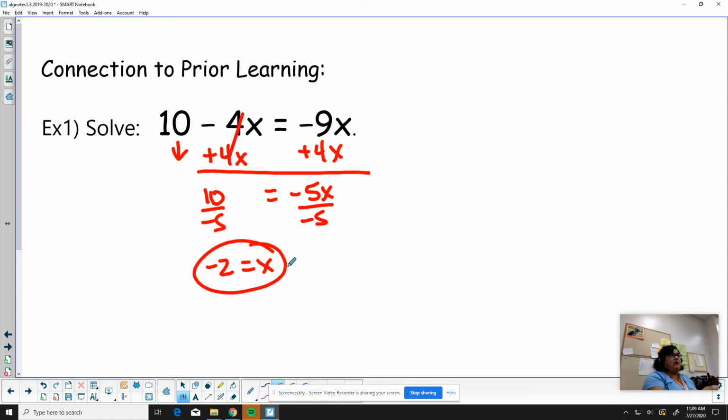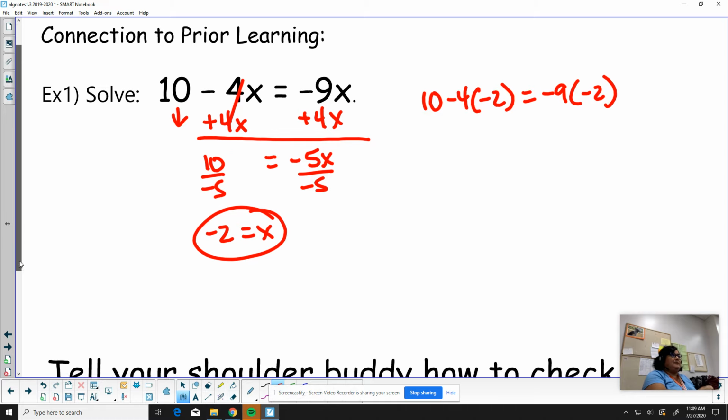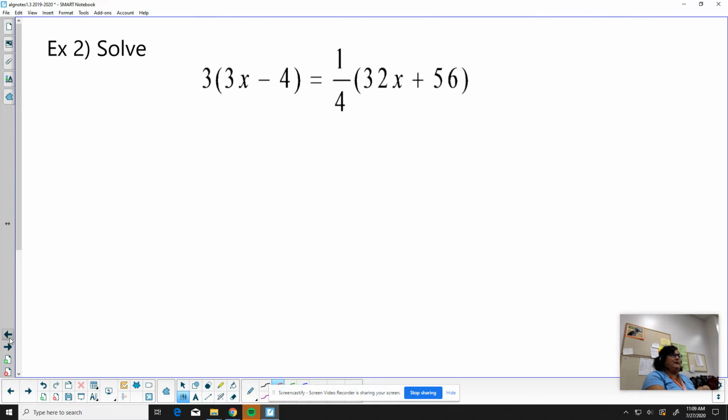And just like yesterday, you can check to make sure these are right. So 10 minus 4 times negative 2 equals 9 times negative 2. And if you use your calculator or just do it mentally, that's going to be 18 on both sides. All right, let's try another one.